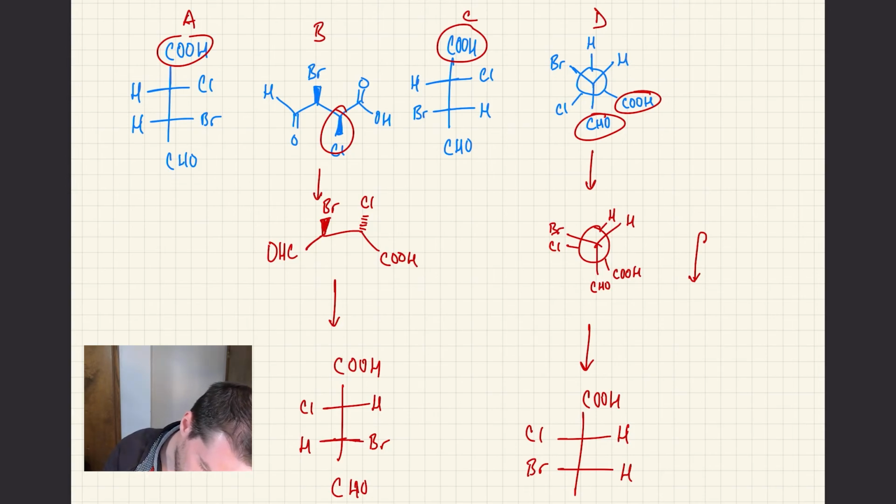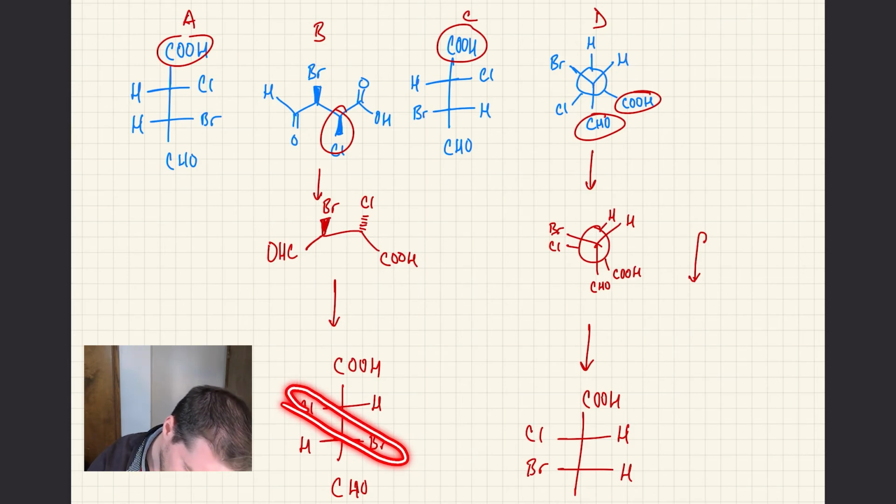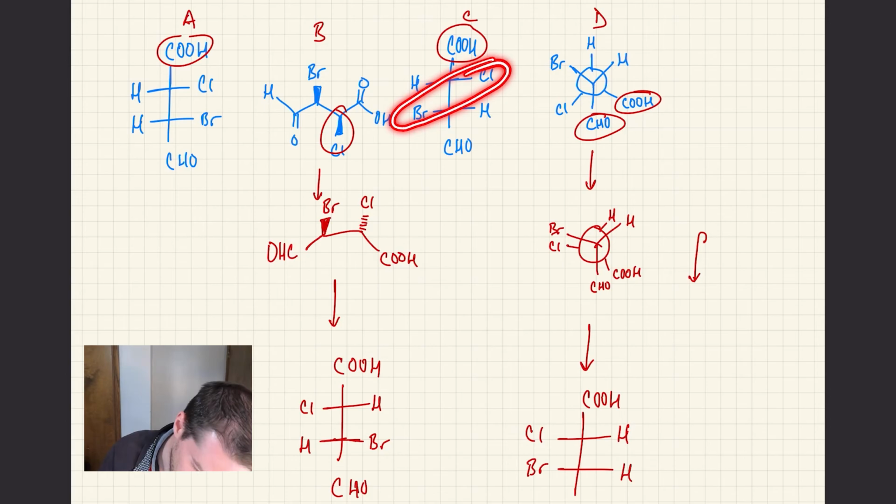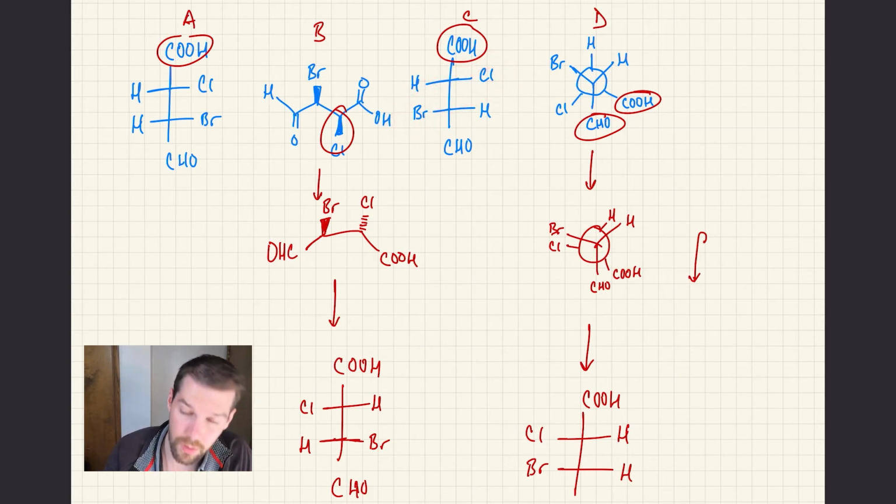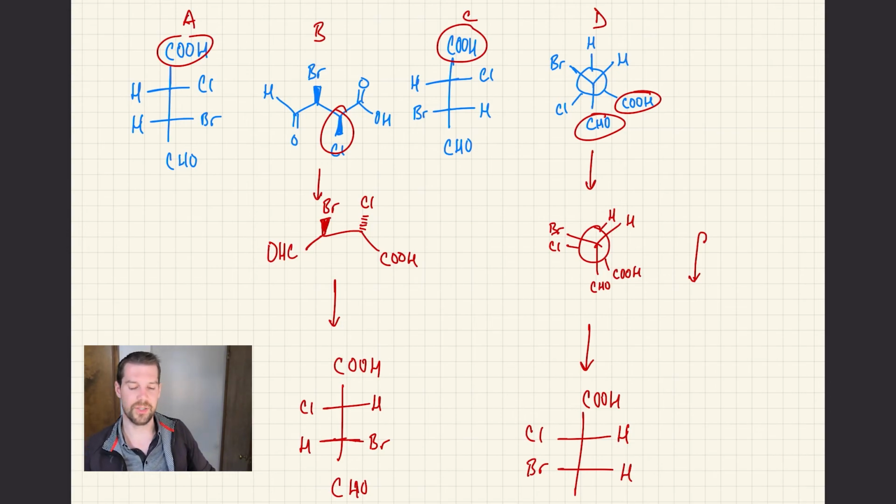If I compare B and C now, I have chlorine on left, bromine on right, and here they're switched. Both of them are flipped. That's an enantiomer, right? So Fisher projections are really easy to visually inspect. We already know all the answers. I'm not going to go through every one.